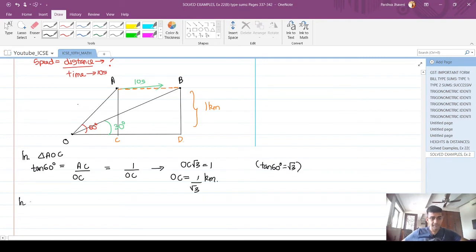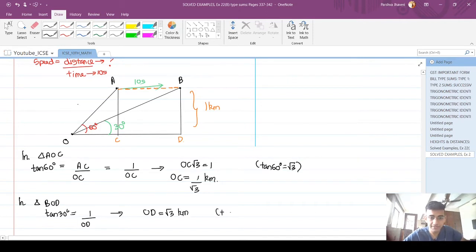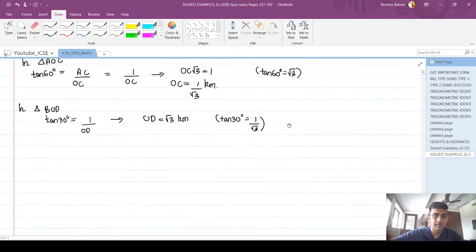Remember, tan 60 degrees is root 3. Next, in triangle BOD, tan 30 degrees is obviously opposite upon adjacent OD, 1 kilometer upon OD. If we further solve this, OD is equal to root 3 km because tan 30 is equal to 1 upon root 3. So when you shift it on the other side of the equation, you will get root 3.